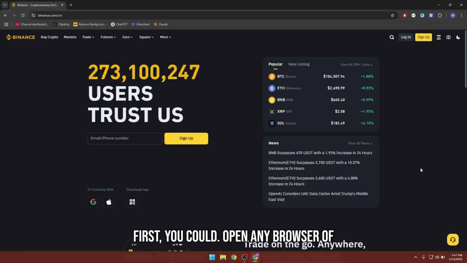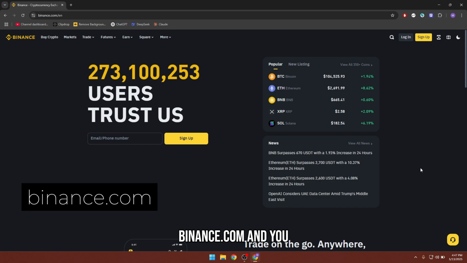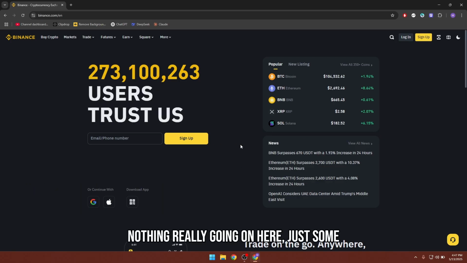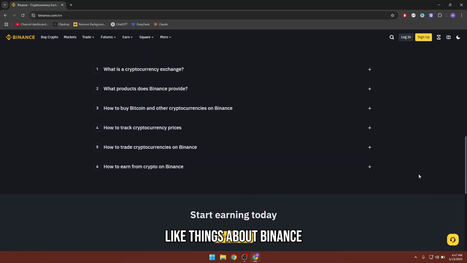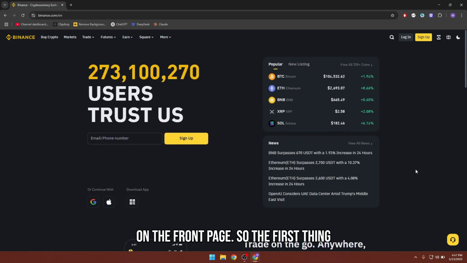So first things first, you could open any browser of your choice and head over to binance.com, and you are going to see an interface like this. Nothing really going on here, just some things about Binance on the front page. So the first thing that's really important is you have to make an account with Binance. Now Binance is really well known, and it also has a really nice security system.